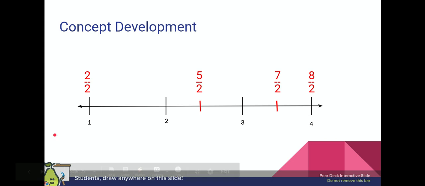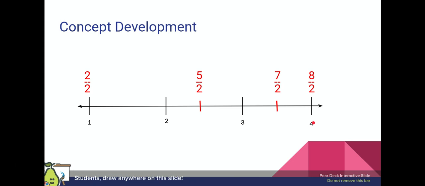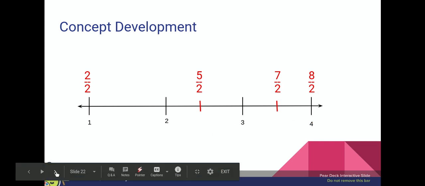All right, my friends, so 2 halves should be at number 1. 5 halves should be in between 2 and 3. 7 halves should be in between 3 and 4, and 8 halves should be at 4. All right, let's go ahead and do another one.